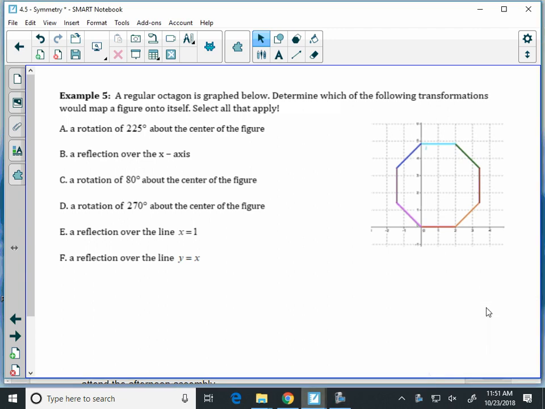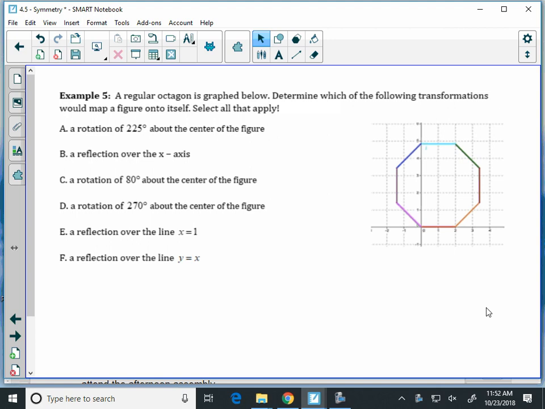An octagon is graphed below. Determine which of the following transformations would map the figure onto itself. Select all that apply. We talked about this yesterday.